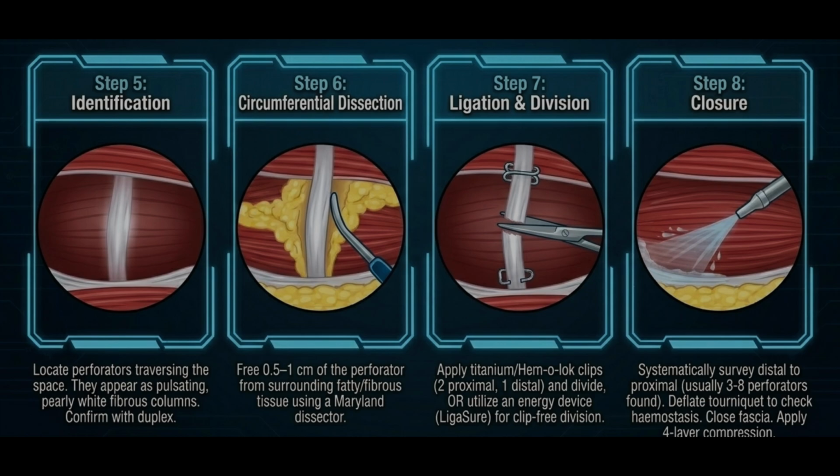Systematically survey distal to proximal. Usually 3 to 8 perforators are found. Deflate the tourniquet to check hemostasis. Close fascia. Apply 4-layer compression.